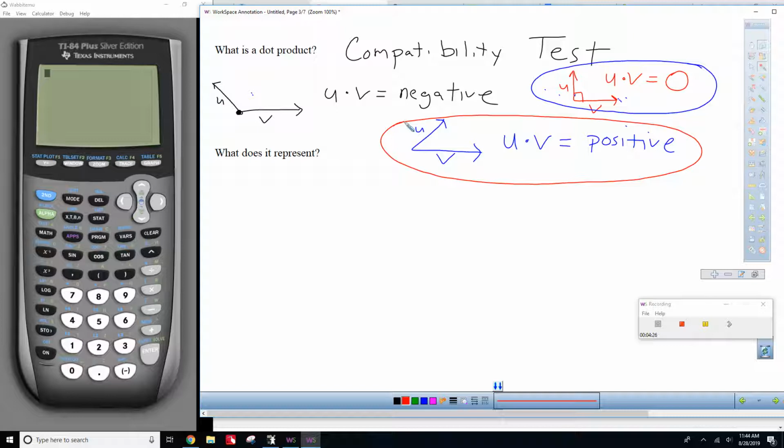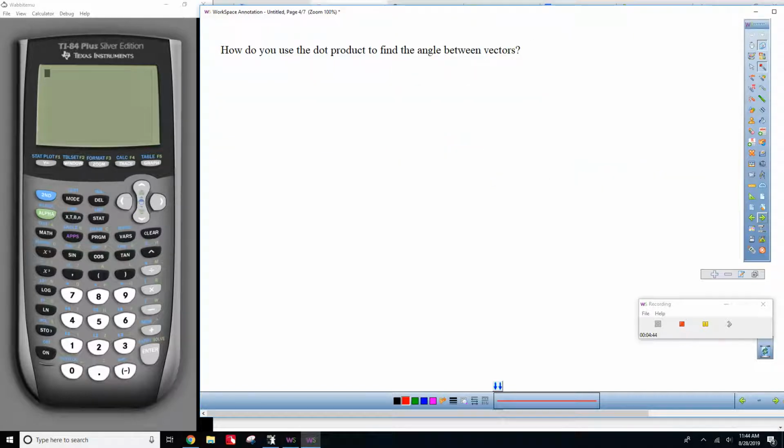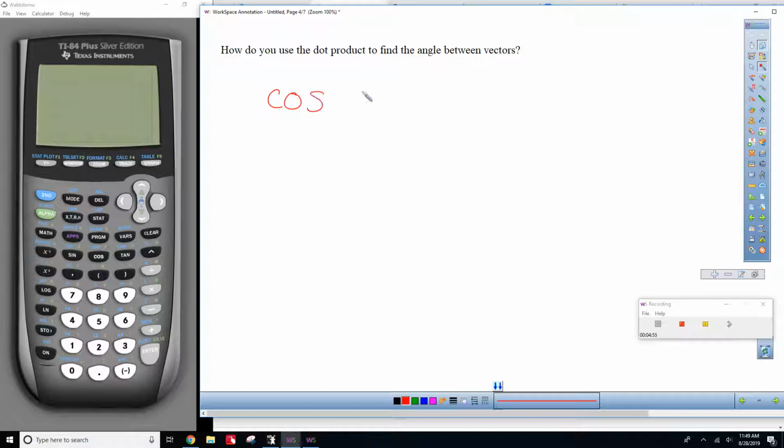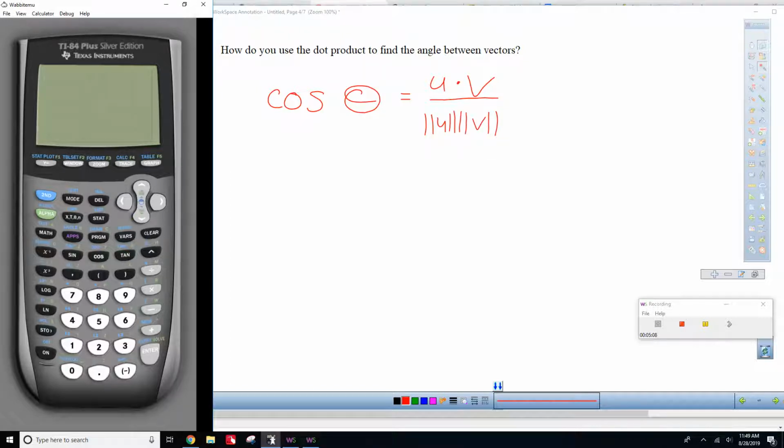It tells us nothing else, but it's very useful in finding some things. One of the things that we'll use the dot product to do is to find the angle between vectors. We use cosine to do this. Let me get this turned on. We're going to need it here in a second. The cosine of the angle between the vectors, U and V, is equal to U dot V over the magnitude of u, the size of u, times the magnitude of v. Okay?